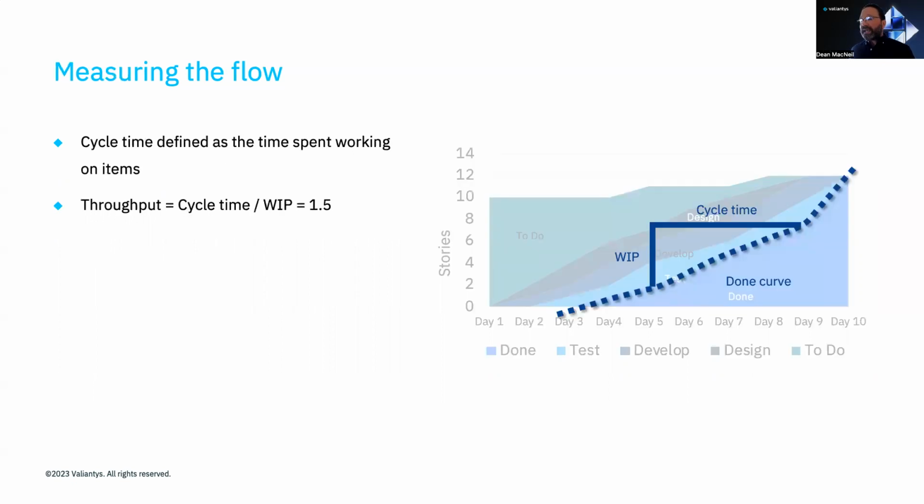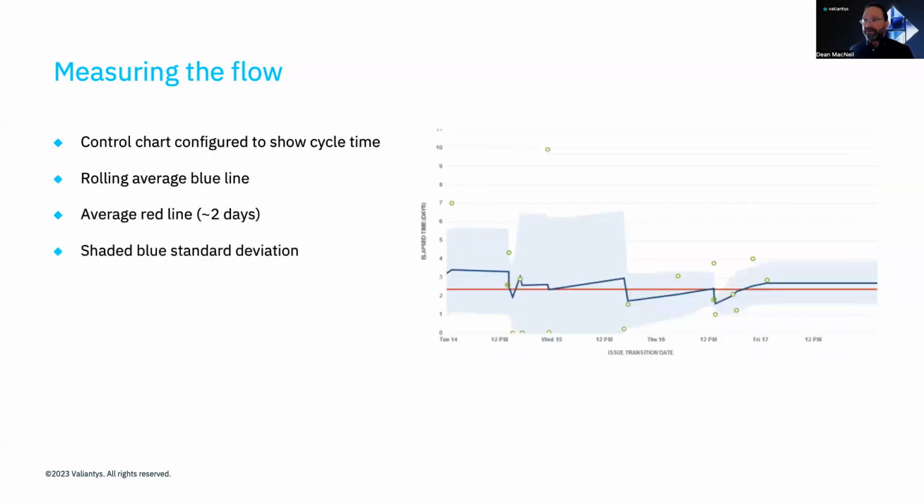Here we define cycle time as the time spent working on items and measure it along the x-axis from to-do to done. Work in progress is measured along the y-axis. Lastly, we can get a sense of our throughput by dividing work in progress by cycle time. Here we have 6 items in progress and a cycle time of 4 days, so our throughput is 1.5 items per day. There are marketplace apps for Jira that can automatically calculate this for you.